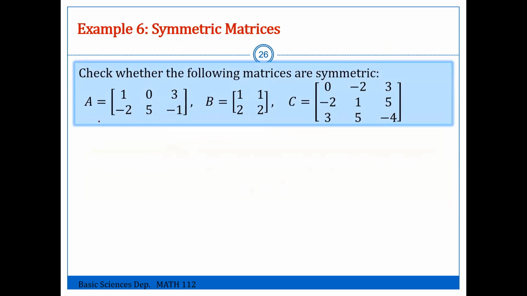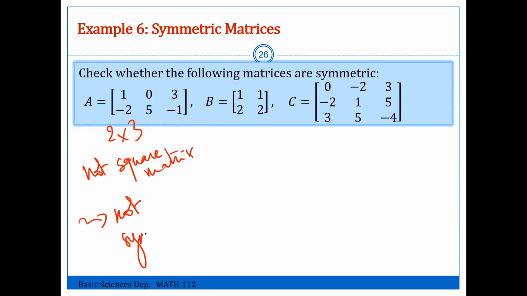So what do you think? This matrix, is it symmetric? The transpose does not have the same order, so it is not symmetric. This one is of order 2 by 3. It's not a square matrix. So obviously not symmetric. Another one. What about B?